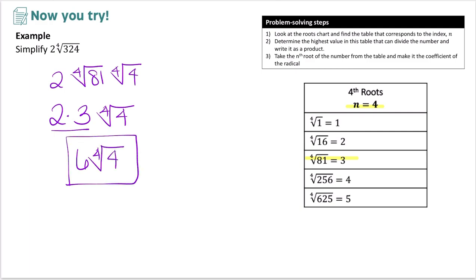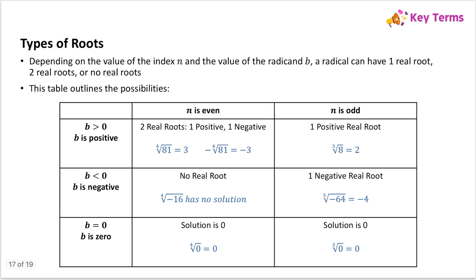So I also want you to realize that when we're working with nth roots, we have some different situations depending on what we have inside the radical, right? What are we taking the root of? There are different situations depending on whether your index is even or odd. If you have an even index, such as the 4th root, and you're taking the root of a positive value, you see you have positive 81 on the inside here, you can have two real roots. You can have a positive one or a negative one.